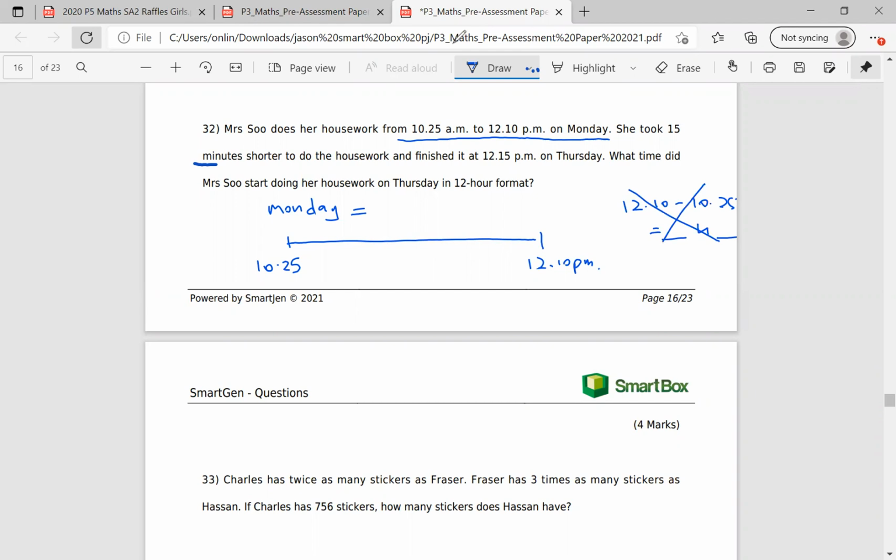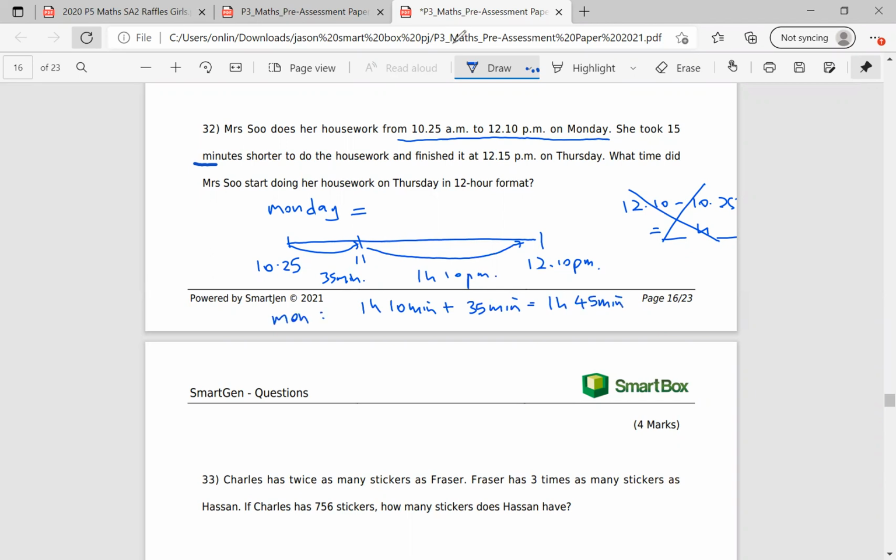Our step we need to show is the timeline. So from here, let's say we go to 11. So here is equal to 11. So here's 35 minutes. And then from 11 to 12:10, it can be 1 hour and 10 minutes. So we will have 1 hour and 10 minutes plus 35 minutes. Our answer here is 1 hour and 45 minutes spent on Monday.